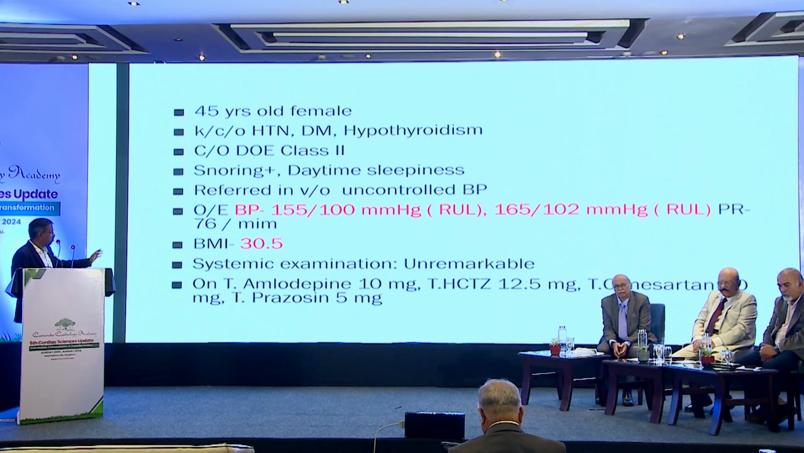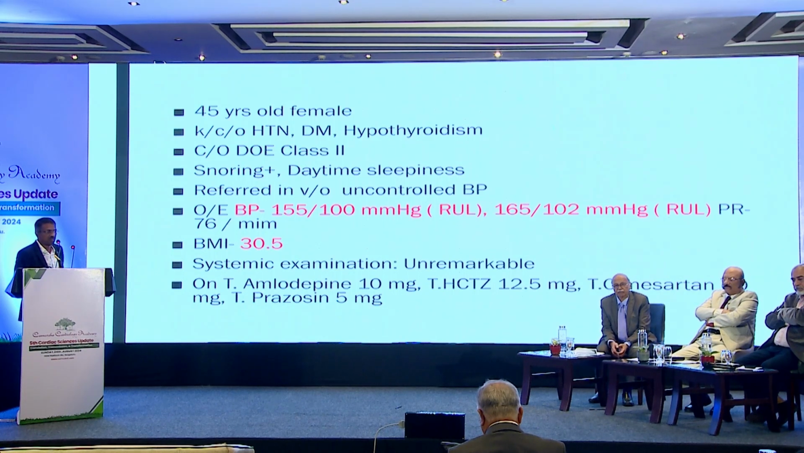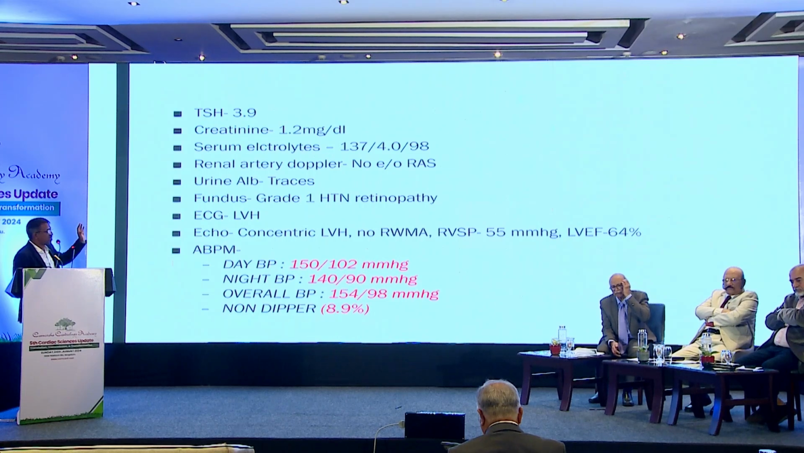Look at here the number of medications she was on. Amlodipine 10 milligrams, hydrochlorothiazide 12.5, olmesartan 20, and prazosin 5. So these were the set of medications the patient was on while she was referred for the evaluation. TSH was normal on replacement therapy. Creatinine was fine. Electrolytes were pretty good.